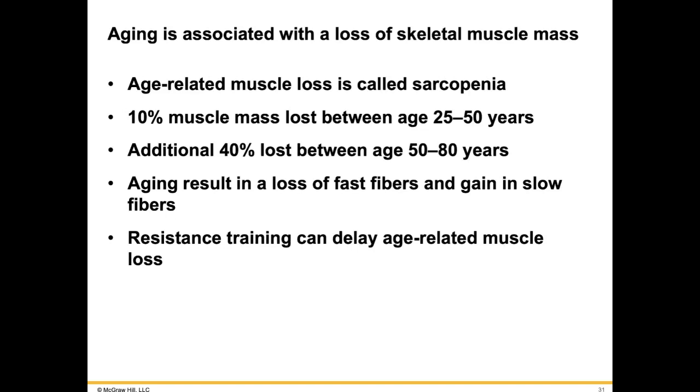So we've talked a lot about muscle contraction, but what happens to our skeletal muscle if we are not doing any type of strength training or resistance training? As we age, we start to lose muscle, and that is called sarcopenia, where we have muscle loss due to aging. And about 10% of muscle mass is lost between the ages of 25 and 50 years old.